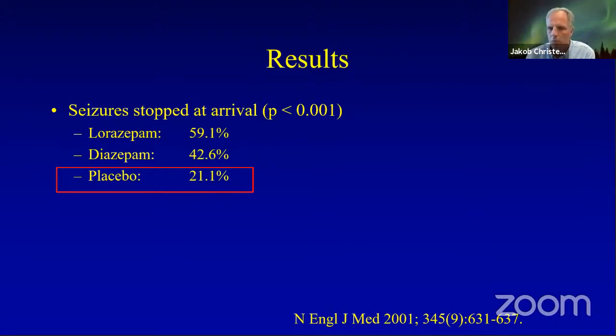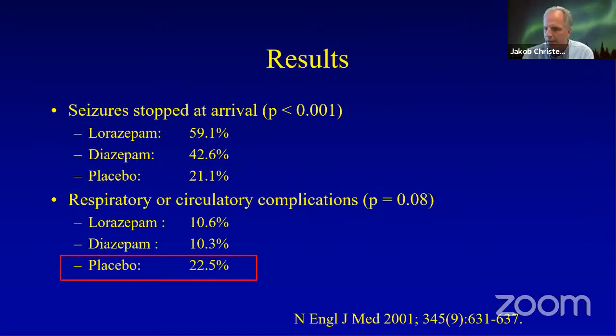And what we saw was that lorazepam was actually the most efficacious, followed by diazepam, and then placebo. So treatment with benzodiazepine had an effect. Lorazepam seemed to be superior to diazepam in absolute terms, but the estimates were not statistically significant.